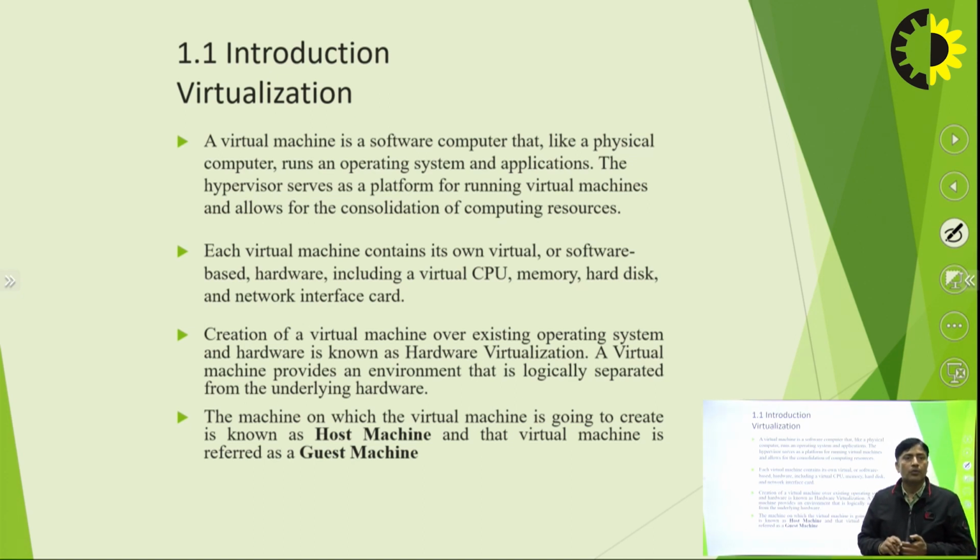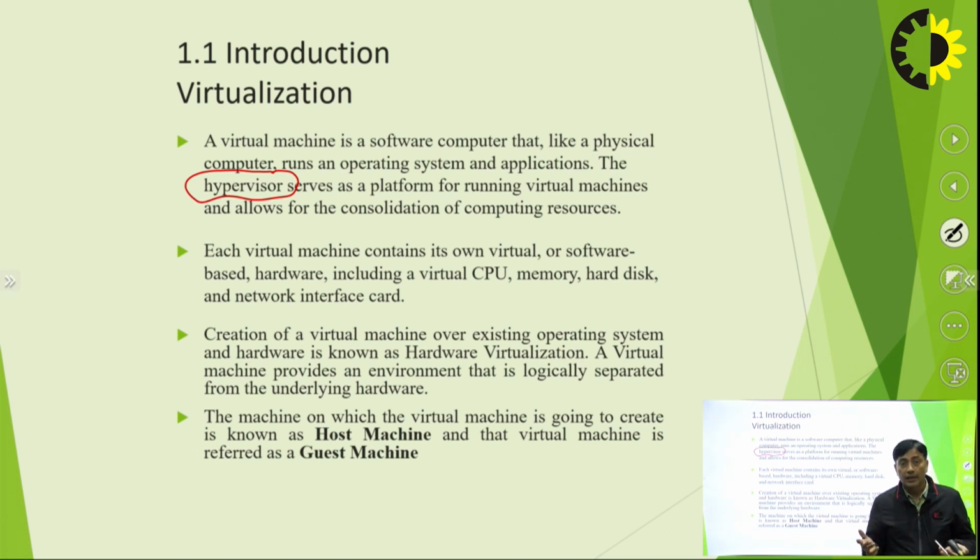A virtual machine is basically a software computer, like a physical computer, that runs an operating system and applications. The hypervisor serves as a platform for running virtual machines and allows for consolidation of computing resources. Sometimes we give the name hypervisor to this virtualization software, particularly in the case of type 1 virtualization.